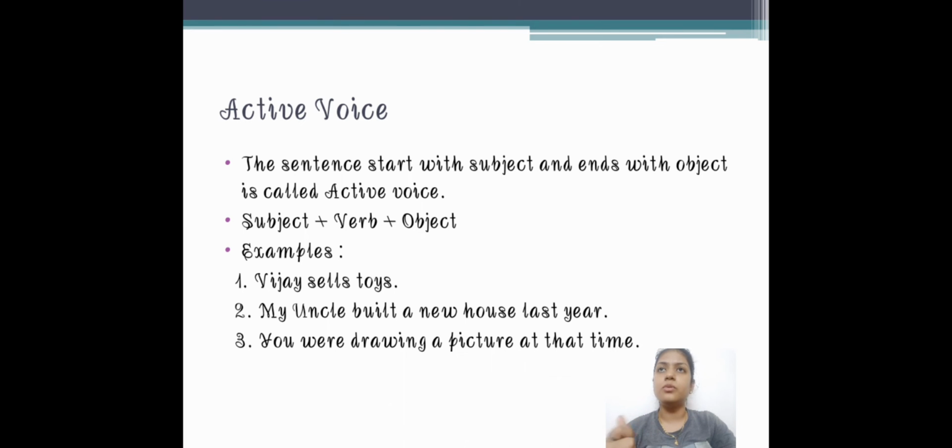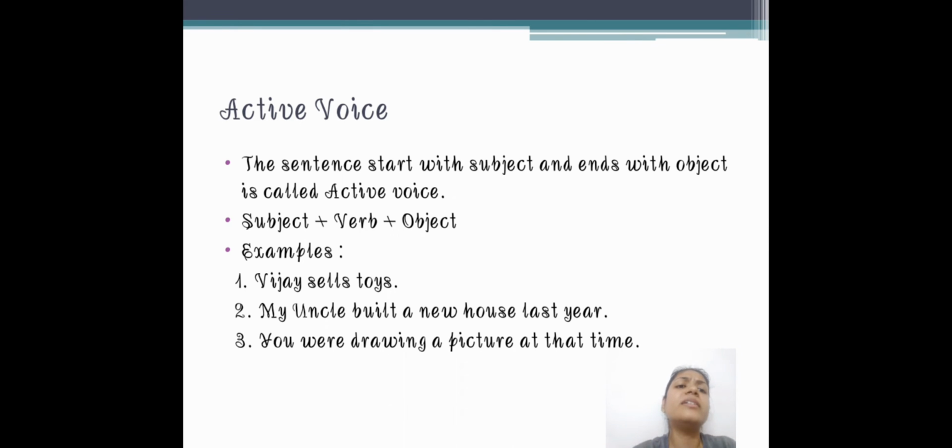Here Vijay is the subject, that is the karta of the sentence. Sells is the verb, that is kriyapad, and toys is the object, that is karma. So how can we judge that it is of active voice? The subject plus verb plus object. So this is the pattern in active voice. Let us be very clear.